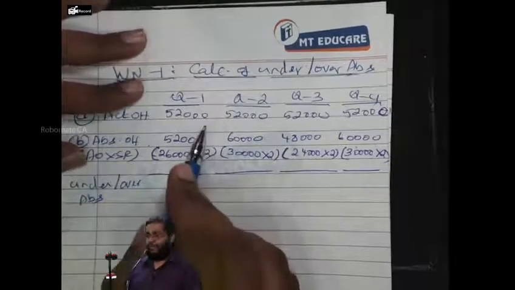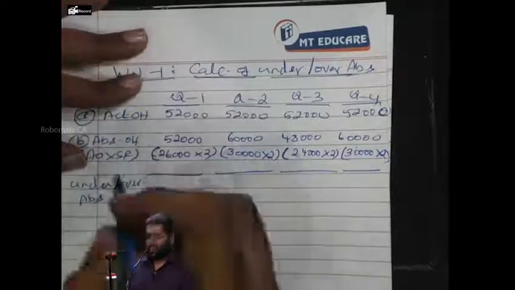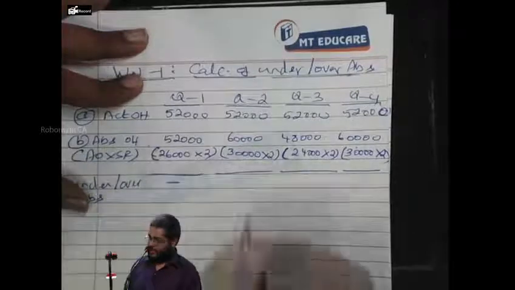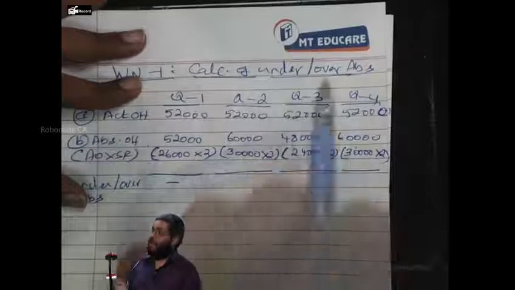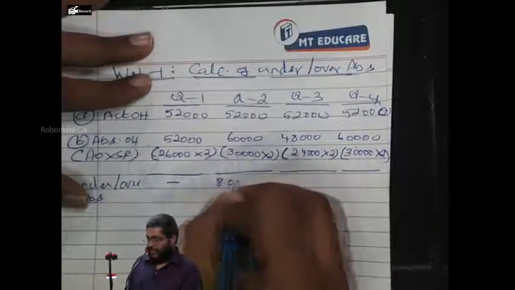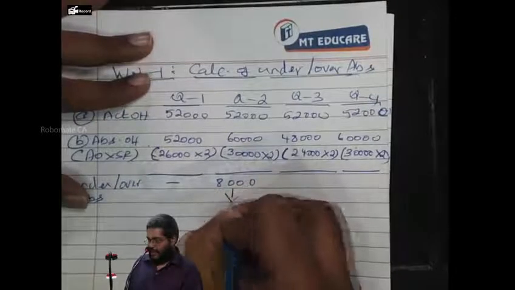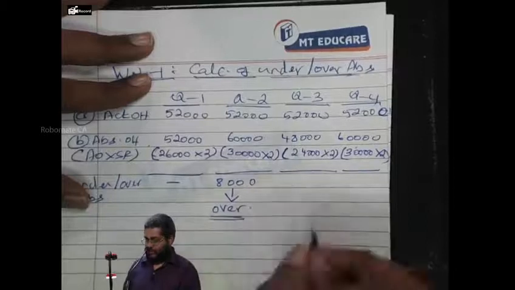Quarter 1, I spend 52. I also charge how much? 52. Under absorption or over absorption? No. It is nil. Quarter 2, I spend 52, but I absorb how much? 60. Under or over? How much is here? 8,000 rupees. What absorption? Over absorption. 8,000 rupees over absorption.